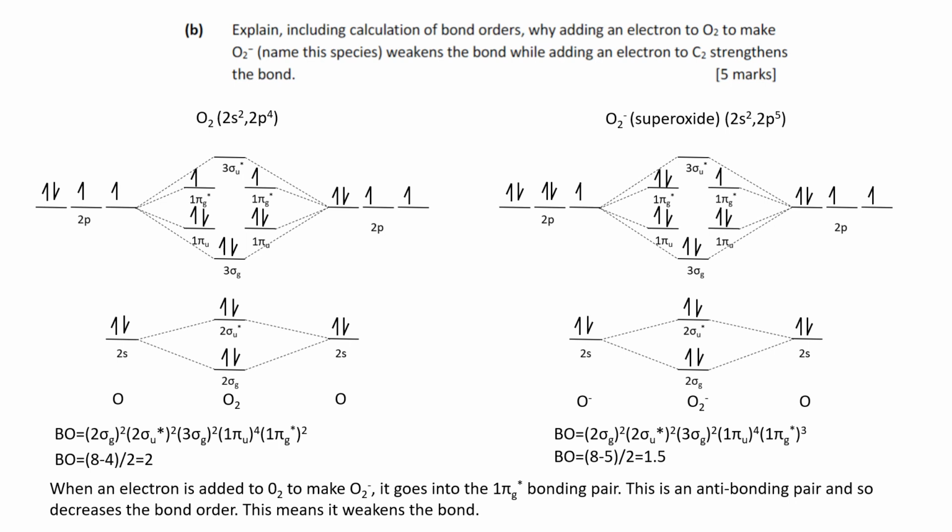For O2 minus, alternatively known as superoxide, the electron configuration is 2s2, 2p5. This added electron goes into one of the 1 pi G antibonding orbitals to completely fill one of them and leave the other one partially filled. This changes the bond order to 2 sigma G 2, 2 sigma U star 2, 3 sigma G 2, 1 pi U 4, 1 pi G star 3. So it's 8 minus 5 all over 2. This gives a bond order of 1.5. This is a decrease of the bond order from O2, weakening the bond.